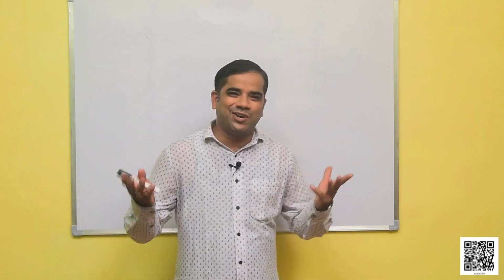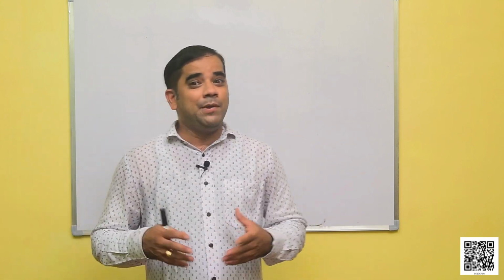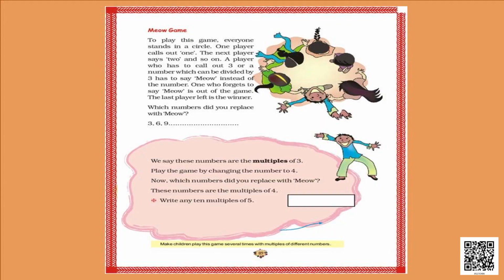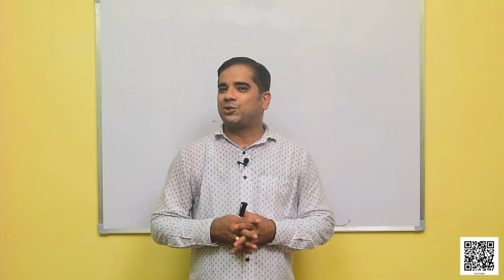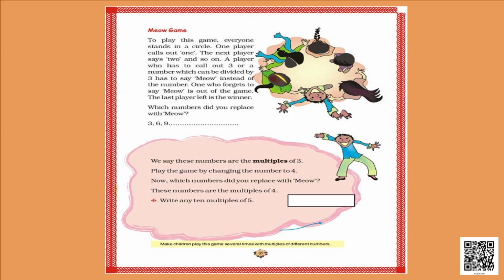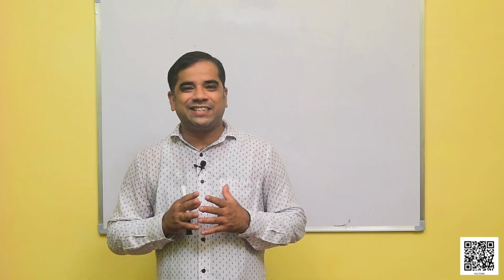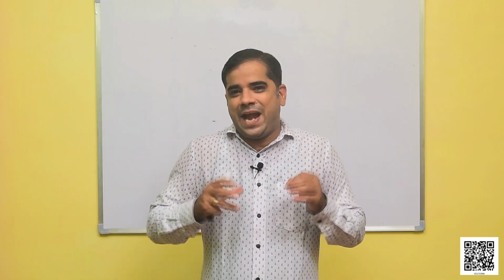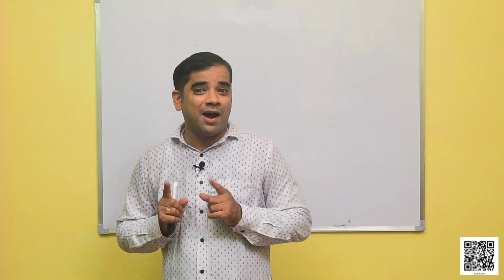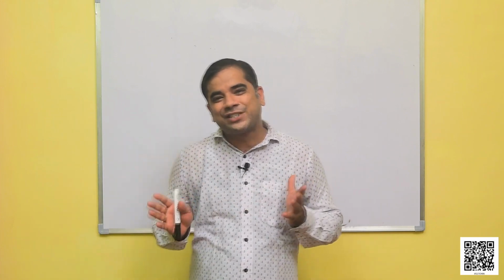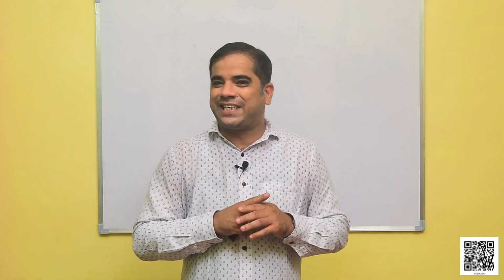So, let's go to the other activity, that is the Meow game. Let's play a game now. It's game time, okay? So, you just go through the story. What it says is that the player who has to call 3 or a number which can be divided by 3 has to say meow instead of the number. One who forgets to say meow is out of the game.